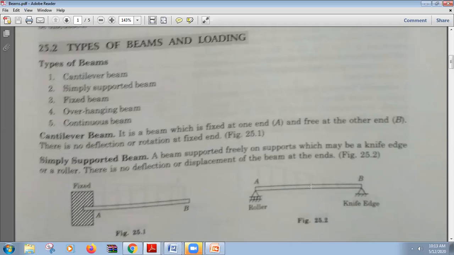As we have usually seen, bridges and flyovers expand in the heat in the summer. So one end is kept at the knife edge, and the other end is allowed to expand so that the beam does not distort and does not fail. So this roller support is given for freedom of moving in the negative x direction. So this is called a simply supported beam.